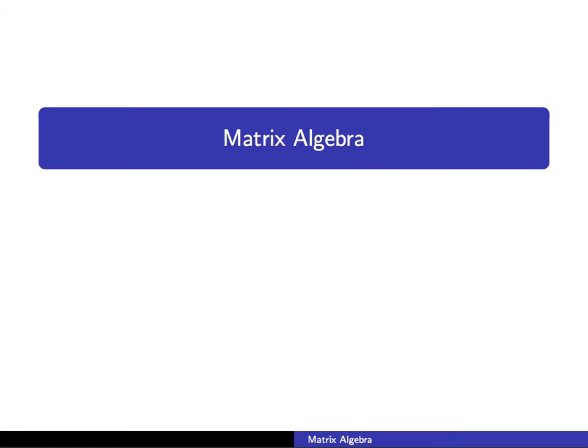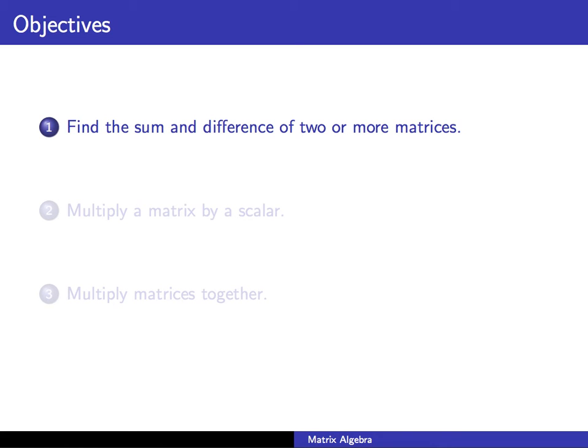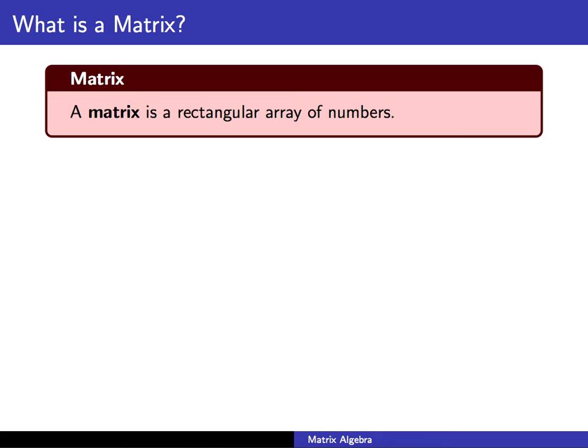All right, in this video, we're going to look at matrices and the algebra involved with them. In this particular one, we're going to look at finding the sum and difference of two or more matrices. So a matrix is nothing more than a rectangular array of numbers. I know it's also a Keanu Reeves movie with Laurence Fishburne as well, but it's nothing more than just an array of numbers laid out in some rectangular fashion.